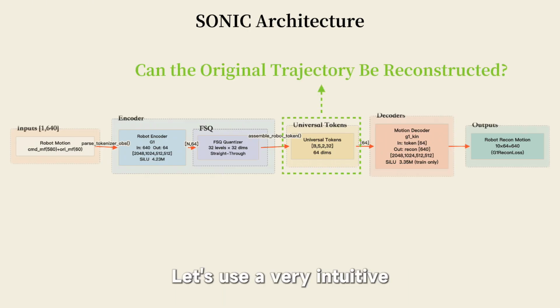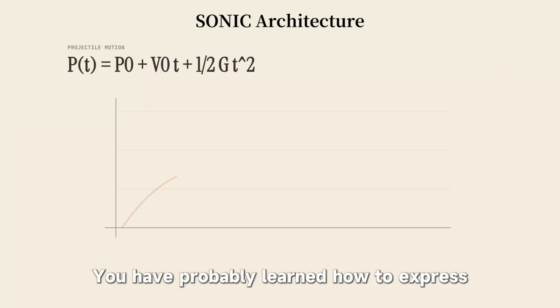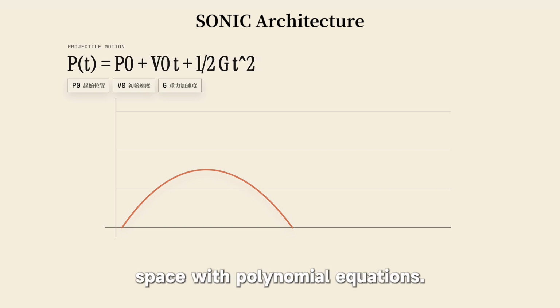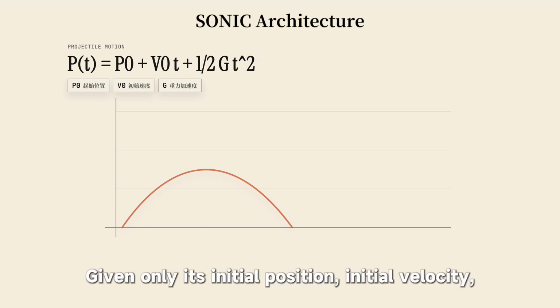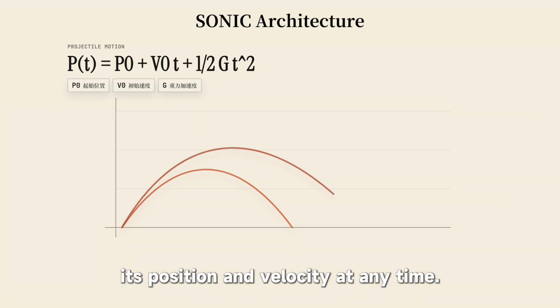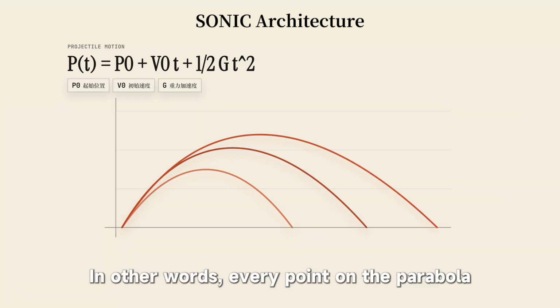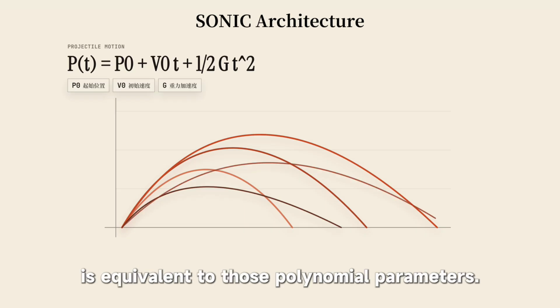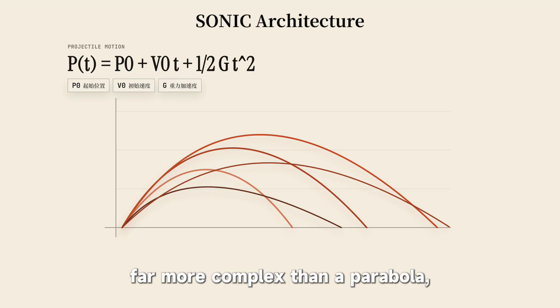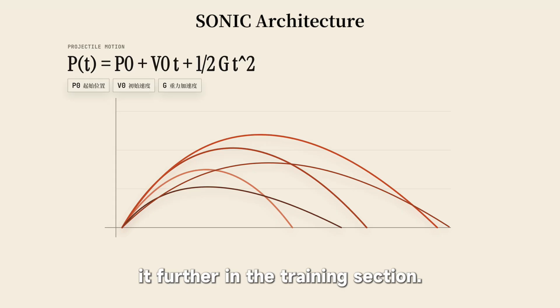Let's use a very intuitive example to show that this compression and restoration process works. You have probably learned how to express a parabolic trajectory in three-dimensional space with polynomial equations, given only its initial position, initial velocity, and gravity, to calculate its position and velocity at any time. In other words, every point on the parabola is equivalent to those polynomial parameters. Human motion trajectories are clearly far more complex than a parabola, but representation learning can still perform this feature extraction. We will explain it further in the training section.